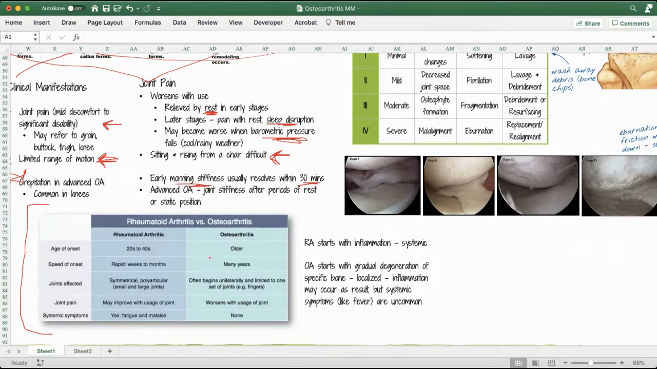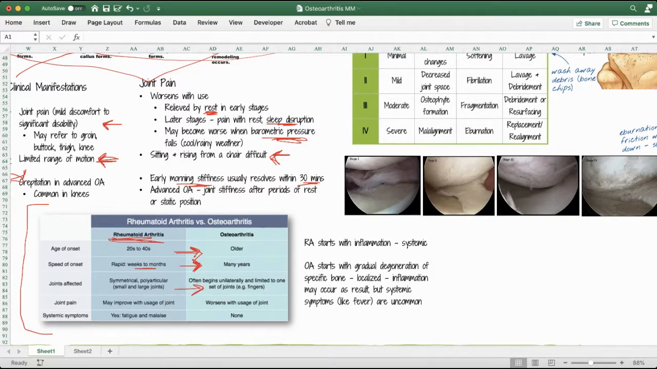So osteoarthritis is going to start quite a bit later. This is autoimmune, so it's going to start earlier in life. This is degenerative, so it's going to take years and years for it to build up to the point where you actually feel it, right? Again, the onset is slow, whereas rheumatoid arthritis can come on fairly quickly. When I say quickly, I mean it will come on in a matter of a few months.